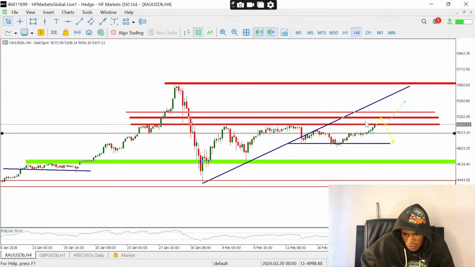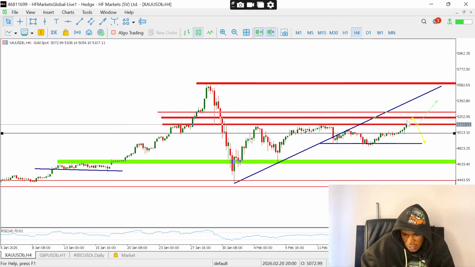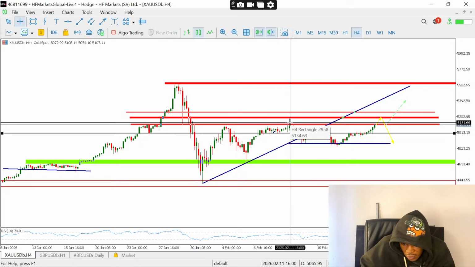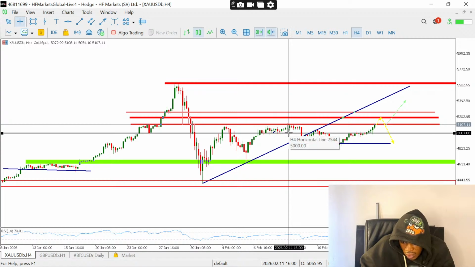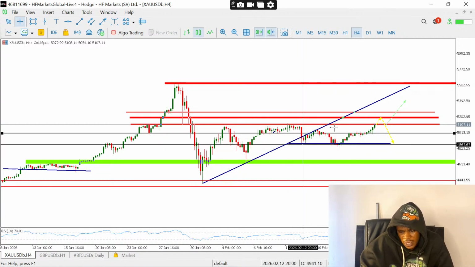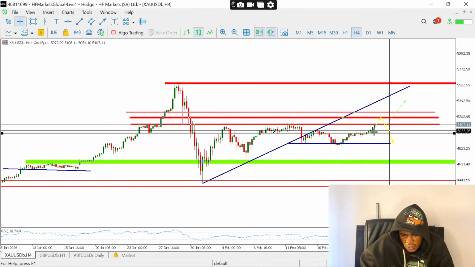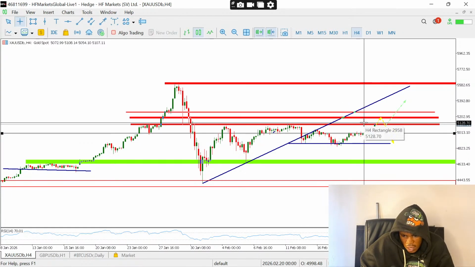or maybe because this is an important area on the charts. This is the 5,000 area. Sorry, guys. Yeah, this is an important area on the chart, and the market has been finding it difficult to break above this resistance area.